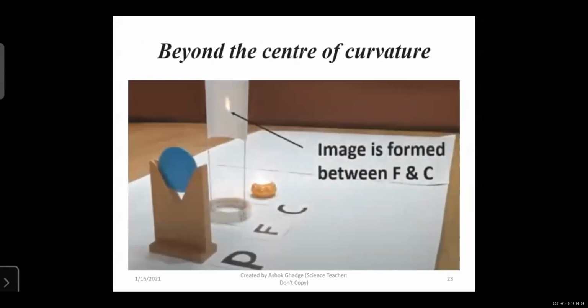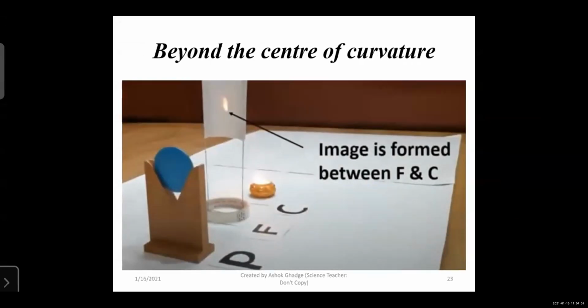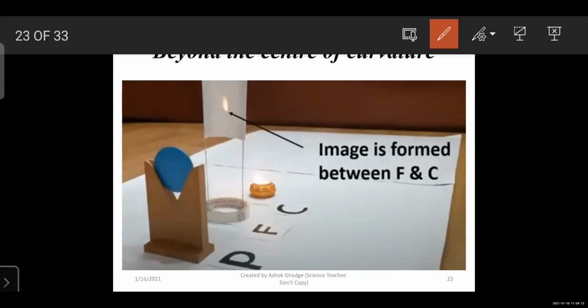Now in the second condition, if the object position is beyond the center of curvature, then the image is between the focus and the center of curvature. You can see the image which is formed between the focus and the center of curvature. Object position is beyond the center of curvature, then the image is forming between the center of curvature and the principal focus. You can see the image.